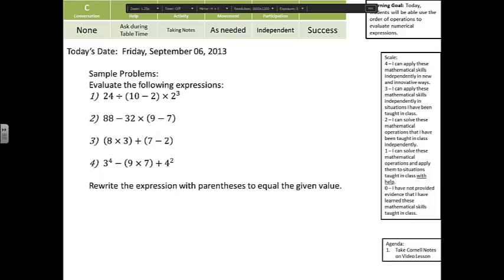Okay, so the last type of sample problems we're going to do is rewrite the expression with parentheses to equal a given value. So what does this look like? Well, they're going to give you an expression, but there's no parentheses in it, and they want you to use the parentheses to group it together so that it ends up with a value of 141.